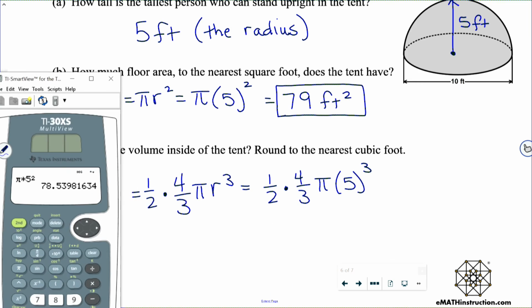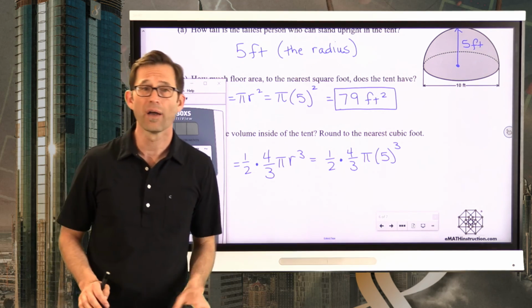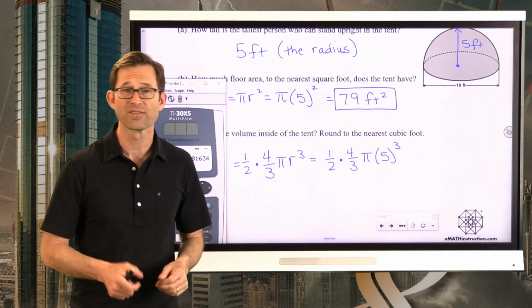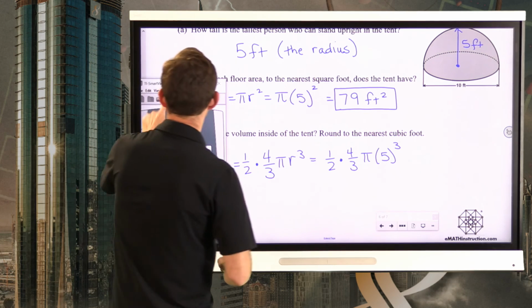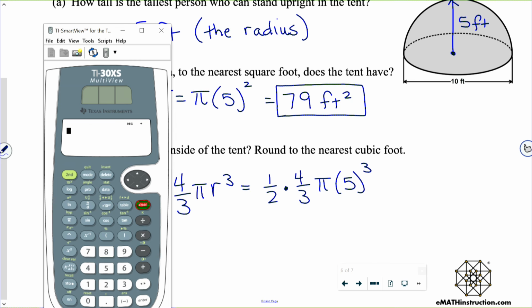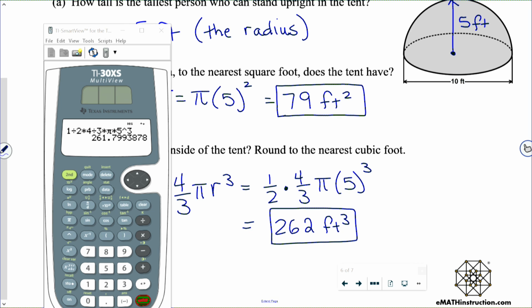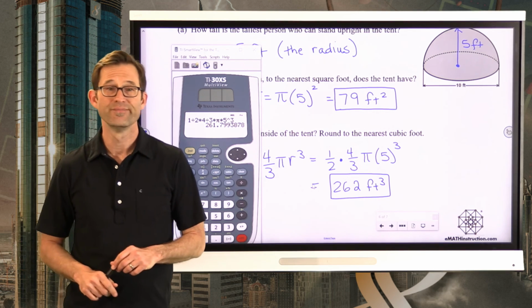Now, if you actually did 4/3 times pi times 5 cubed, got an answer, then divided by 2 and got an answer, awesome. There's nothing wrong with that. I'm just going to do it all at once. Here we go. Last problem of the lesson. 1/2 times 4/3 times pi times 5 to the third gives me 262, rounded to the nearest cubic foot. 262 cubic feet. All right, that's it.